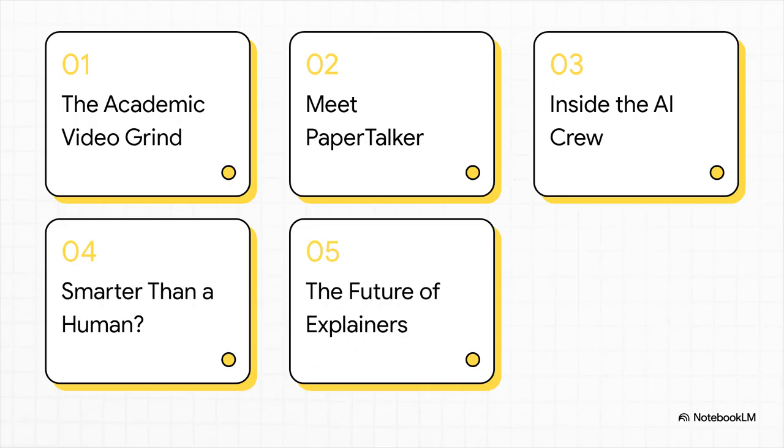So here's what we're going to cover. First, we'll talk about the problem, what I'm calling the academic video grind. Then we'll meet the AI solution, PaperTalker, and take a peek inside its digital production crew. After that, we'll see how it actually stacks up against human creators. And finally, we'll explore what this could mean for the future of explainers.